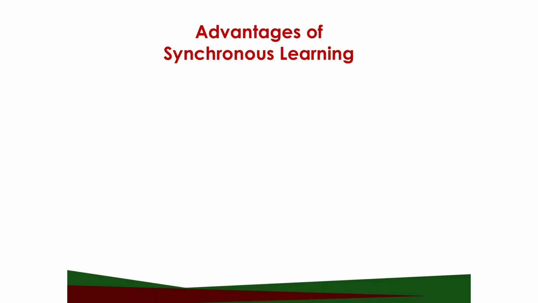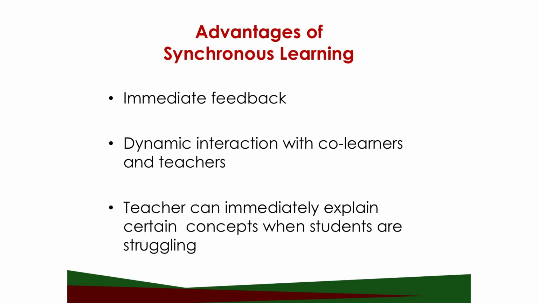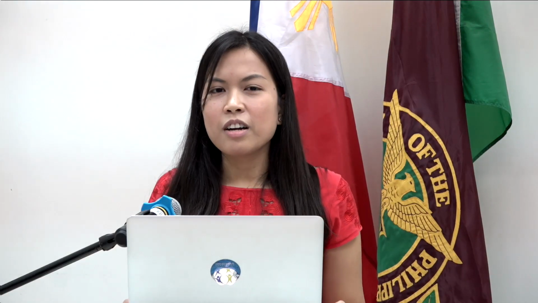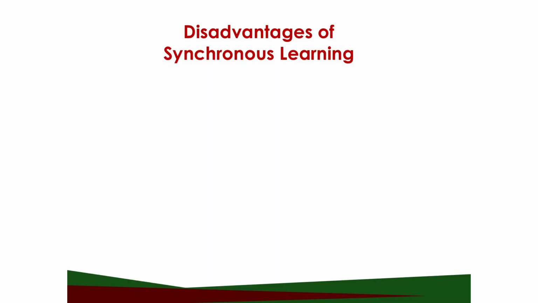For synchronous learning, students can get immediate feedback, and there is dynamic interaction with co-learners and teachers. Teachers can immediately explain certain concepts when students are struggling. So you can interrupt the speaker and ask immediately. Right now, you can't interrupt me, but you can ask in real time on the chat box, and we will answer later. The disadvantages are, first, the schedule is rigid.